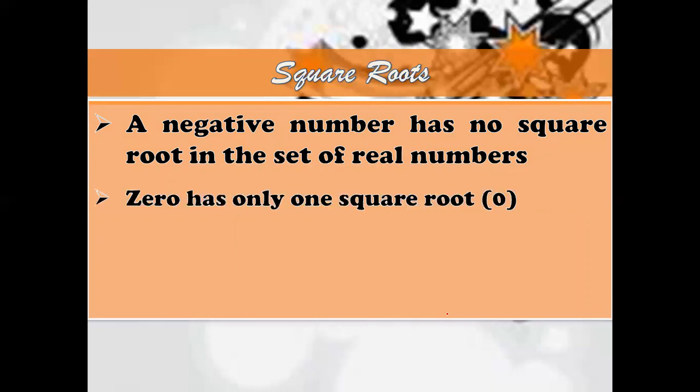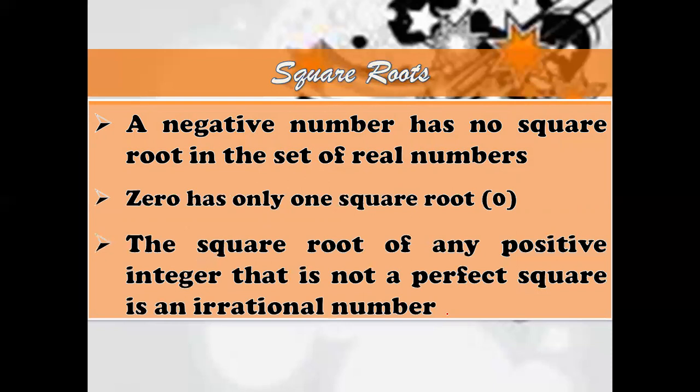0 has only 1 square root. Take note of the following things: the square root of 0 is equal to 0. No positive, negative, just simply equal to 0. The square root of any positive integer that is not a perfect square is an irrational number. If the radicand is not a perfect square number, therefore, the square root of that particular positive integer is an irrational number.